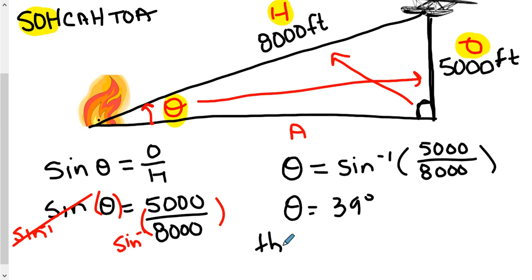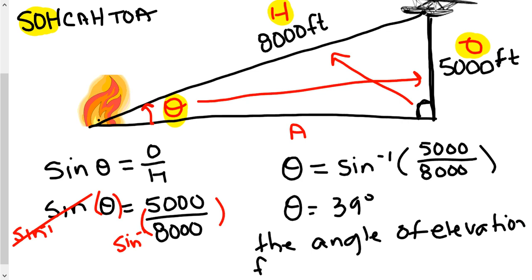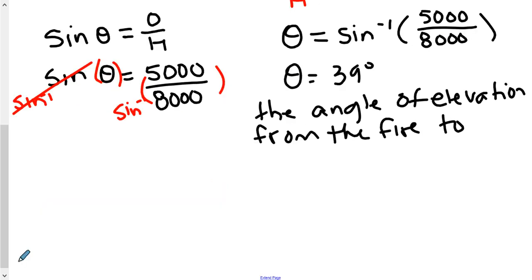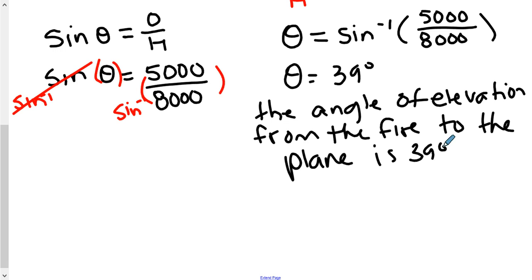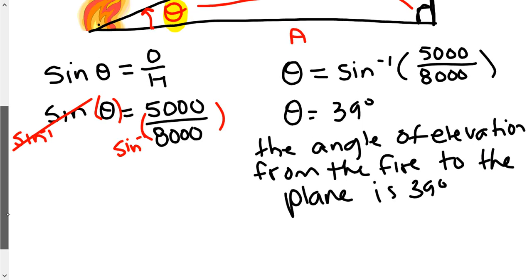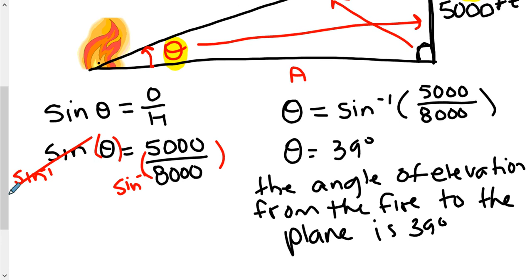So we can say the angle of elevation from the fire to the plane is 39 degrees. And that's information that can be used. It can be sent to the pilot to figure out how much he needs to decrease his angle to reach the fire. It can be used for a variety of purposes, and actually trigonometry like this is done a lot in real life.